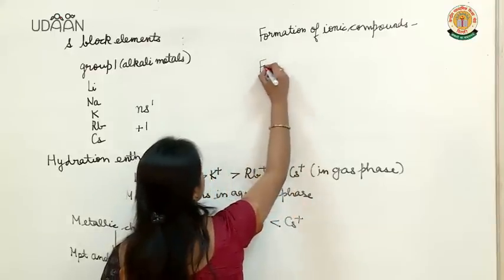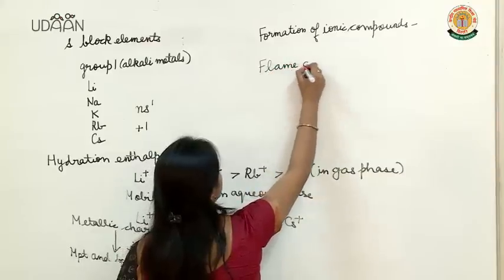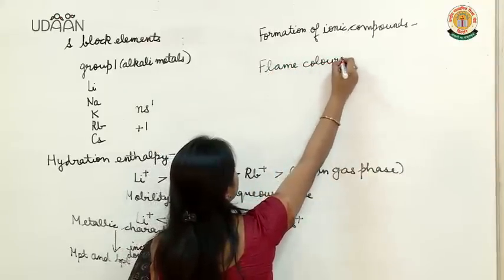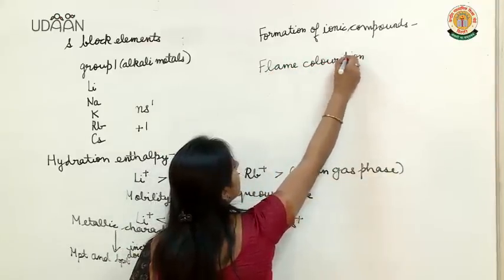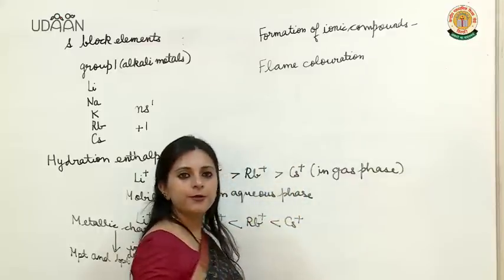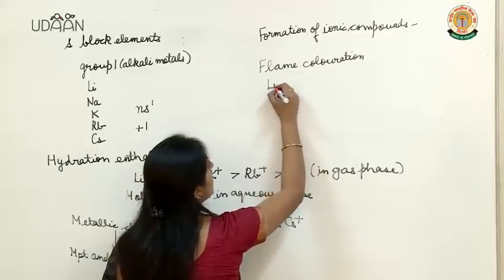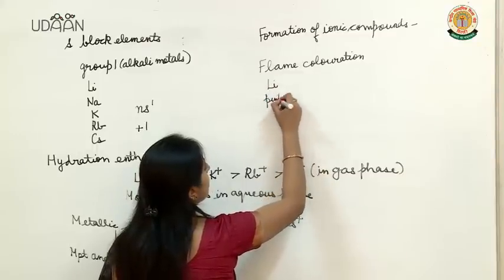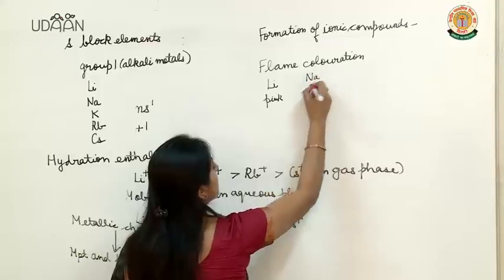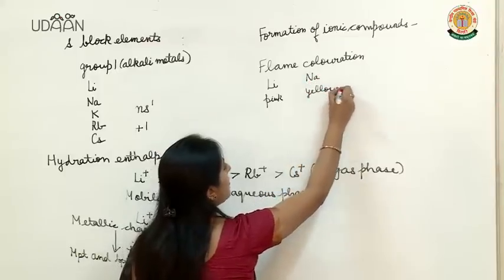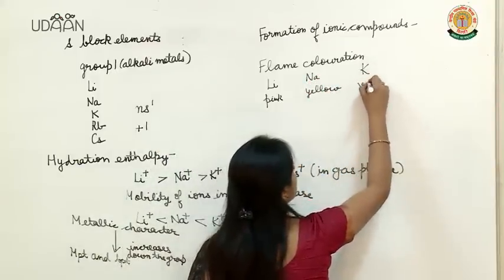Now, let us understand that they impart color to the flame. Alkali metals impart color to the flame. Why do they impart color to the flame, and which color do they impart? Lithium imparts pink color, sodium imparts yellow color to the flame, and potassium imparts violet color to the flame.